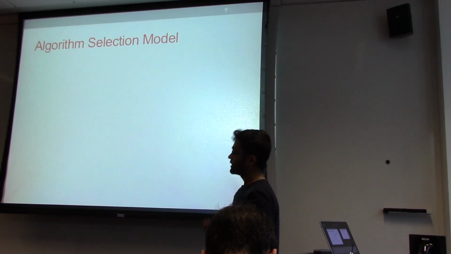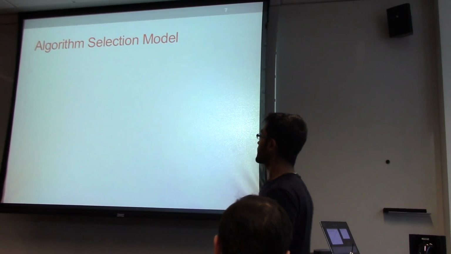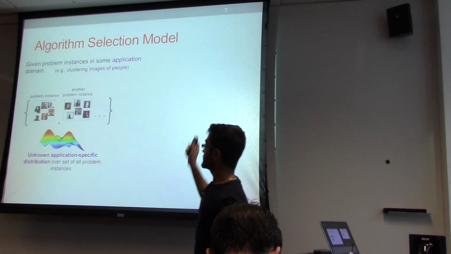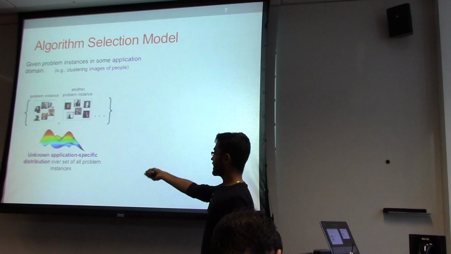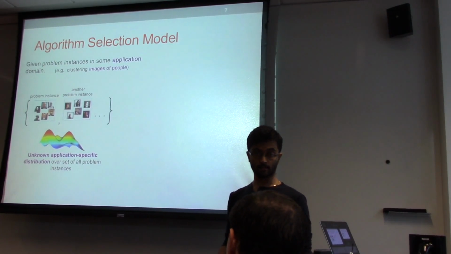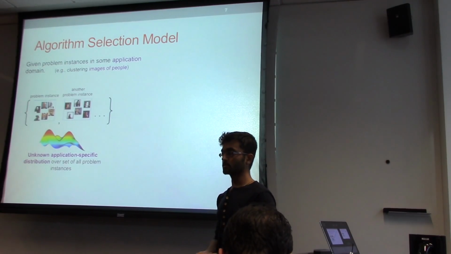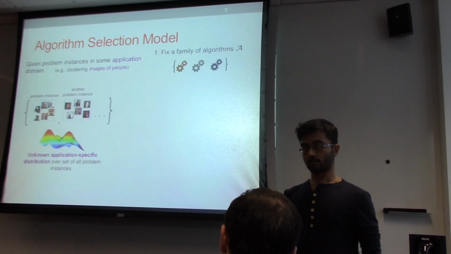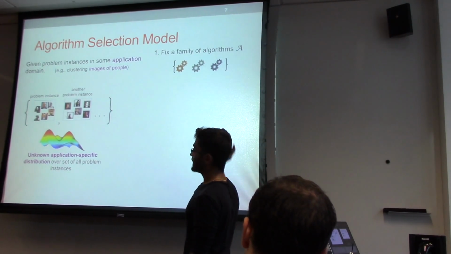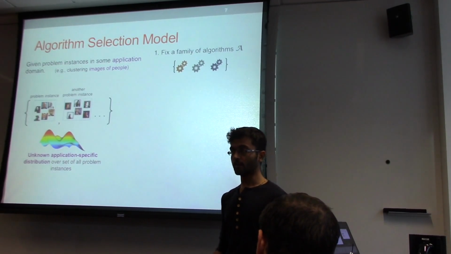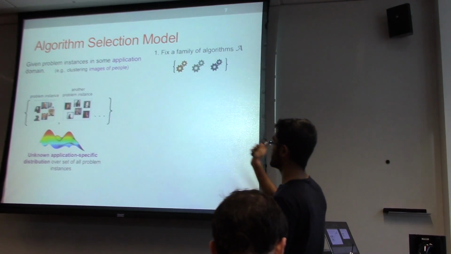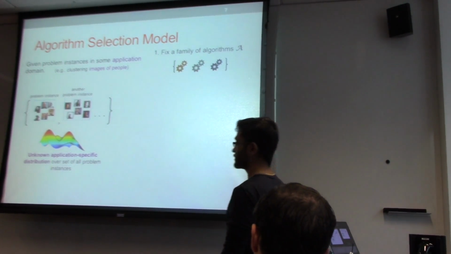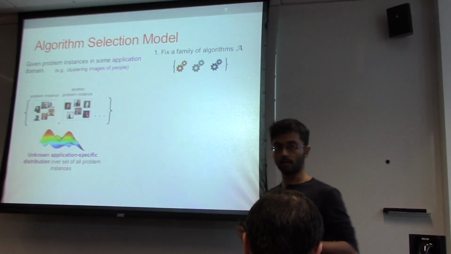Now I'll make my problem definition more clear. There's this universe of all problem instances, and the application defines an unknown distribution over these problem instances. Basically it says which problem instances are more common in my application. Given this unknown application-specific distribution, I have a family of algorithms, possibly an infinite family, in order to solve the problems in this application domain. Your aim here is to pick the best algorithm for the application.